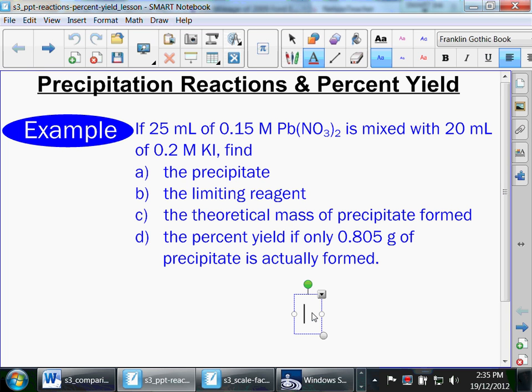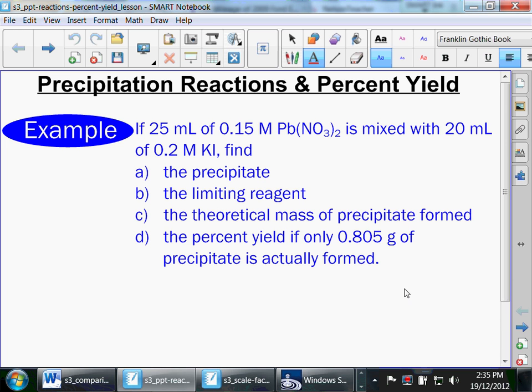Okay, so today we're going to do precipitation reactions and percent yield. What we're going to do is look at the question first, of course. If 25 mL of 0.15 molar lead nitrate is mixed with 20 mL of 0.2 molar potassium iodide, find the precipitate, the limiting reagent, the theoretical mass of precipitate formed, and the percent yield if we only get 0.805 grams of precipitate actually formed. Okay?